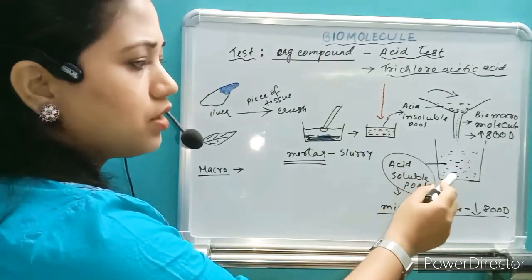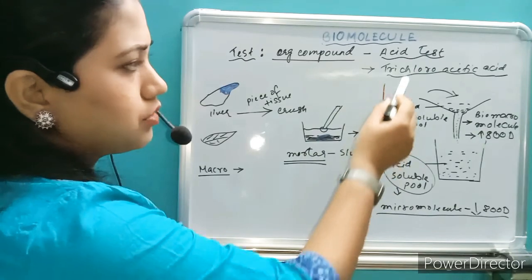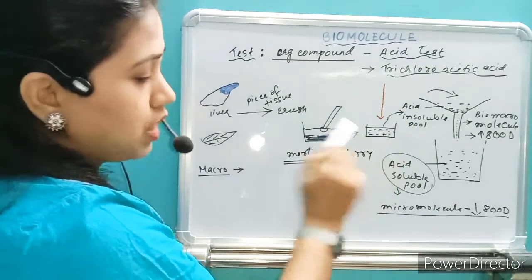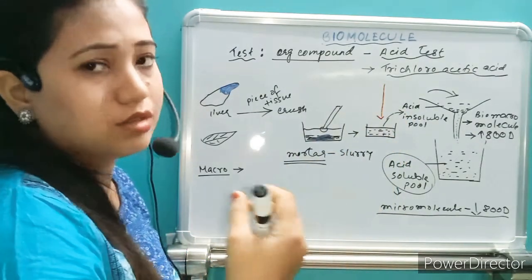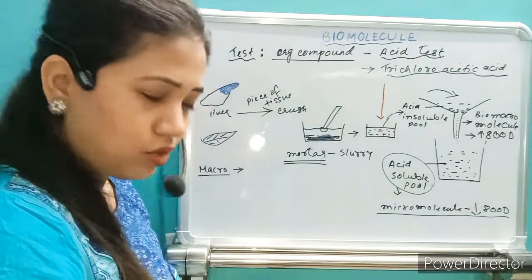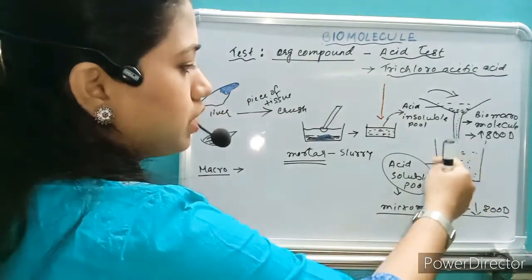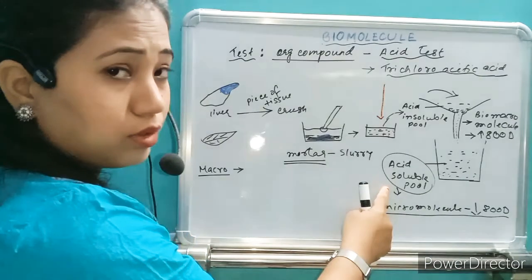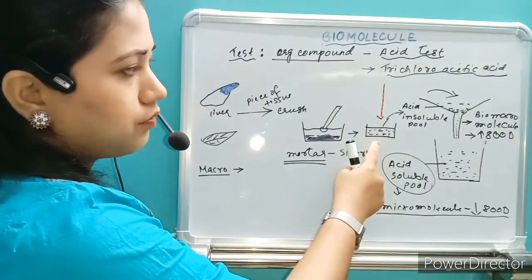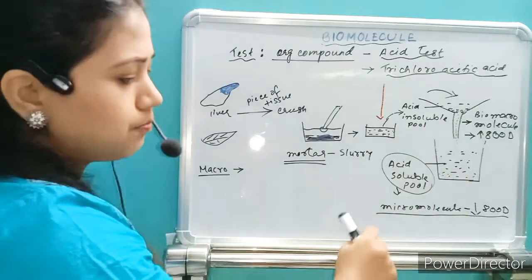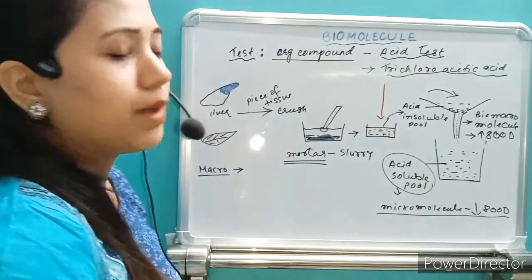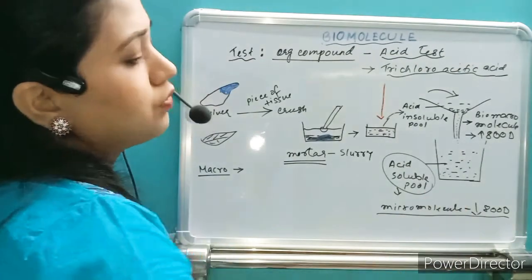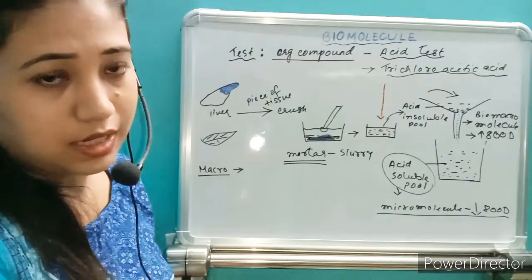Then what gets filtered from the slurry after the addition of the trichloroacetic acid, some of the components of low molecular weight get dissolved. This filtrate will have the acid soluble pool because it can dissolve in the acid, and that's why it gets filtered. That will contain the biomicromolecules which have the molecular weight less than 800 Dalton.